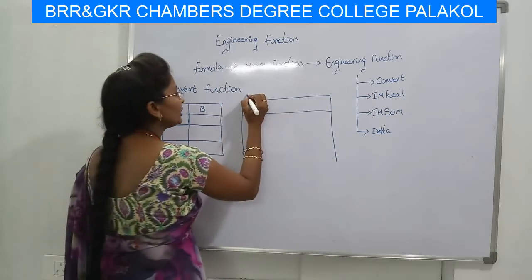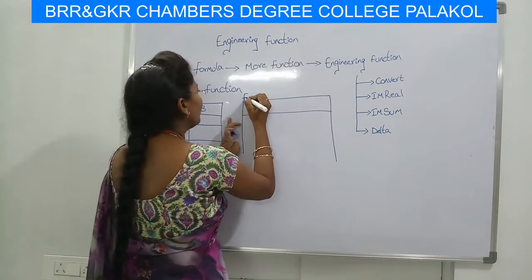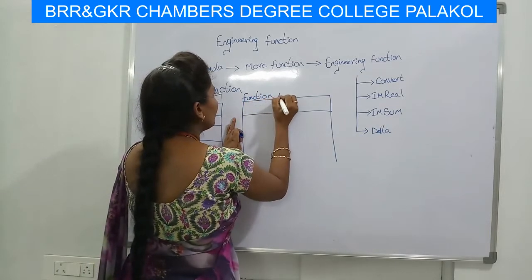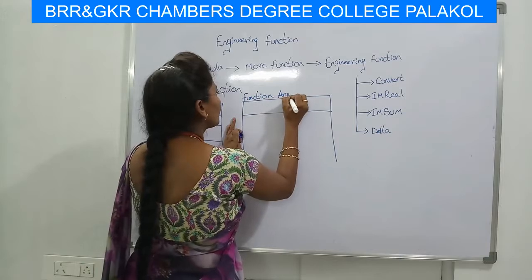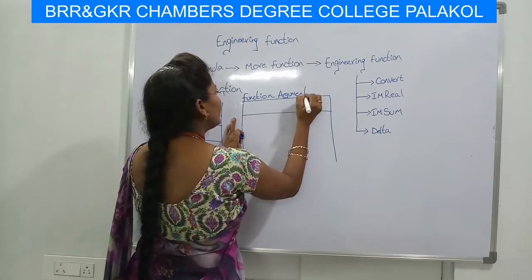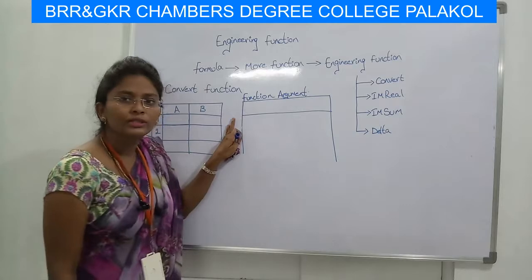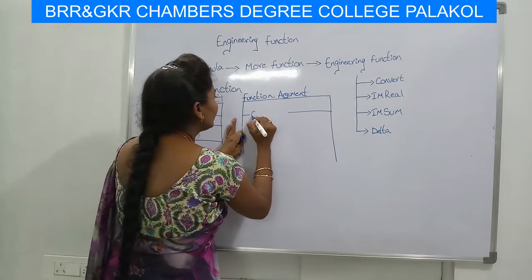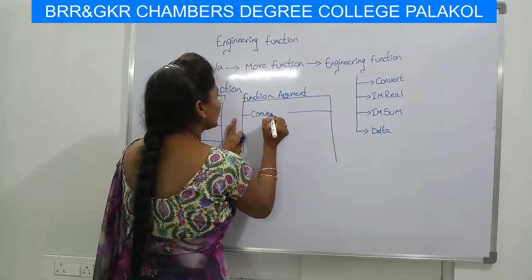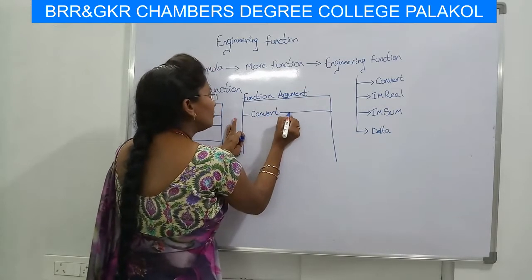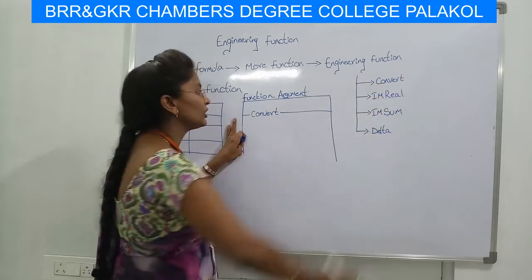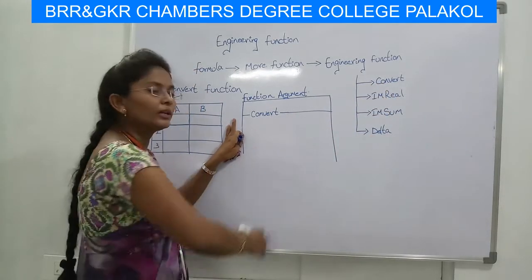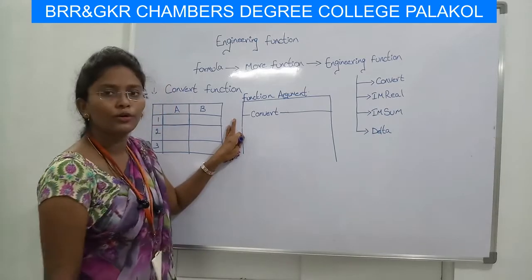That means the function argument dialog box will be appeared. This is the function argument dialog box. In this function argument dialog box, we can see here the type as convert. Why it is displaying the convert option means in engineering function I selected the convert option here. That's why it is appearing the convert option in the function arguments.